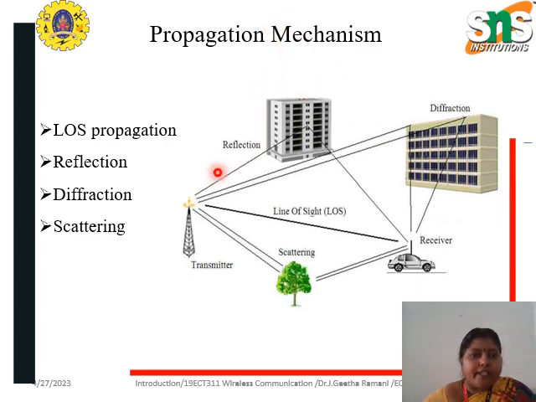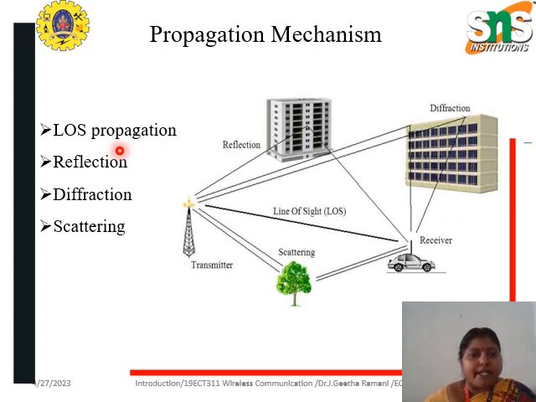And about propagation mechanism, we know that LOS propagation is nothing but line of sight propagation. That is, there is no obstacle present between the transmitter and the receiver. A clear, unobstructed path exists between the transmitter and the receiver. Then that kind of propagation is called line of sight propagation.